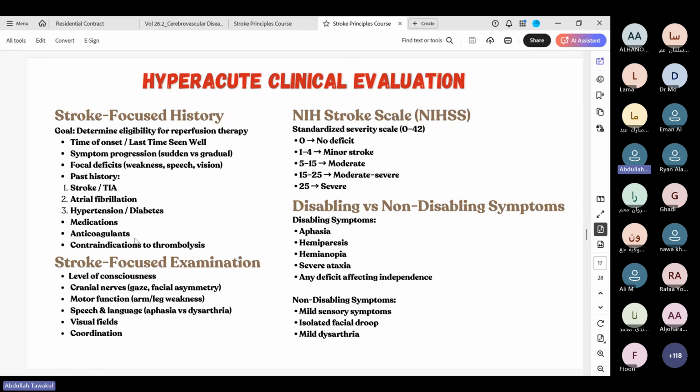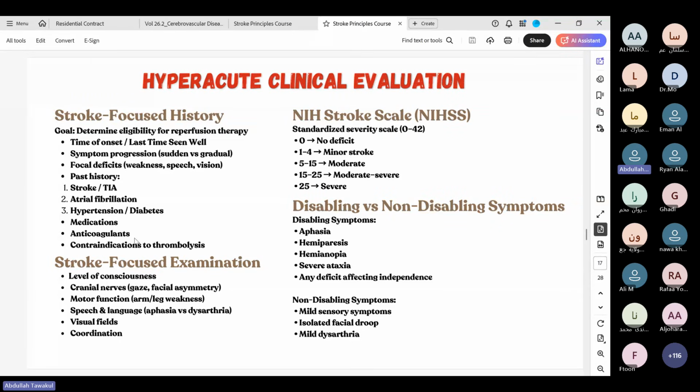You send the patient for a CT scan. The patient comes back and says, you know what, doctor, my weakness has resolved. So you re-examine the patient again, and the patient has no weakness at all, no drift even. What do you call this? TIA, excellent.